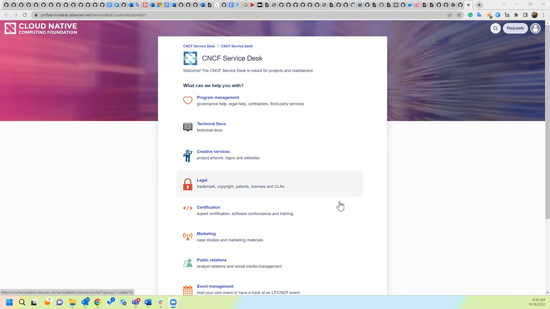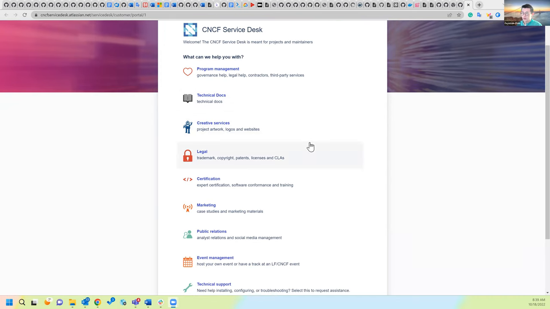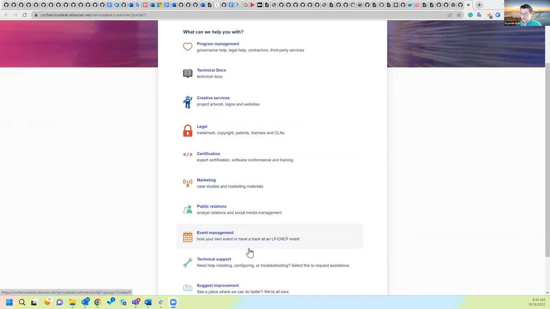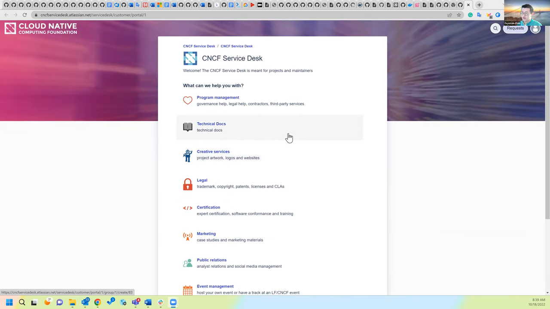Yes. Actually, if we want to ask support from CNCF, especially for technical docs, I think we can raise a ticket in this portal and choose this option for technical docs. They also provide other services like legal consulting, certification, marketing, and technical support. I think we can try to raise a ticket from this portal, and then I guess CNCF might assign another resource for us. Nate might be busy with other projects, not sure, but we can try to raise a ticket here.